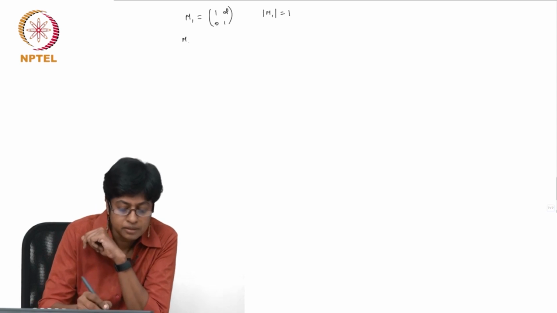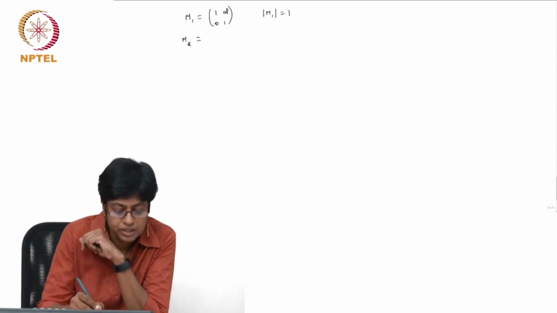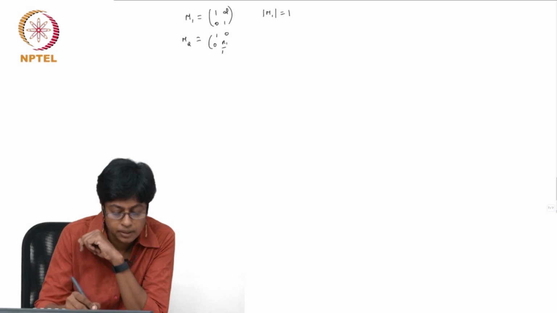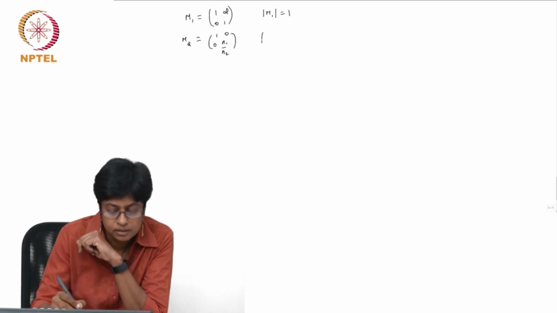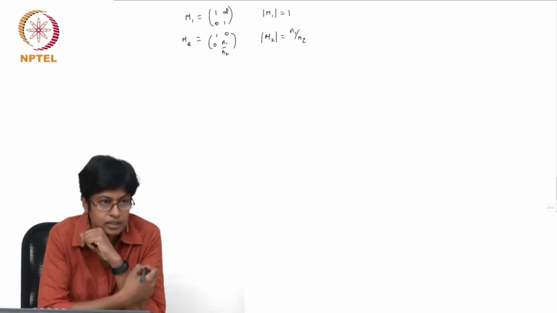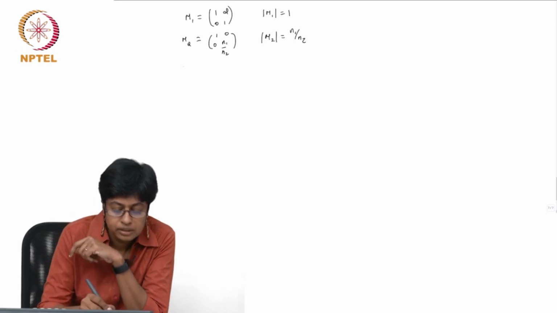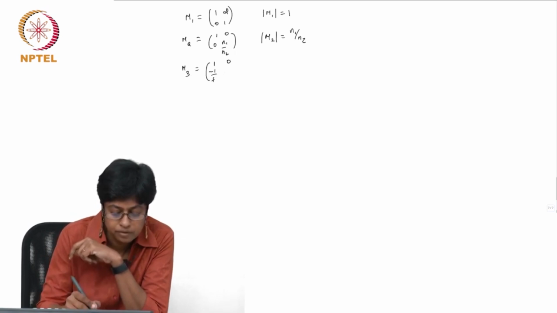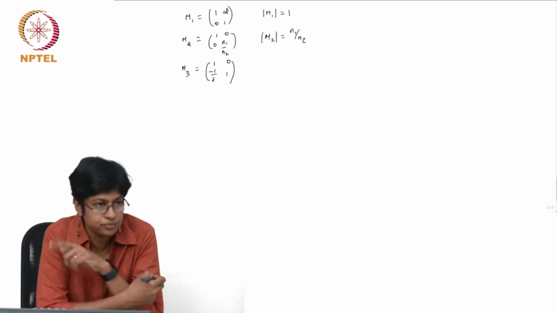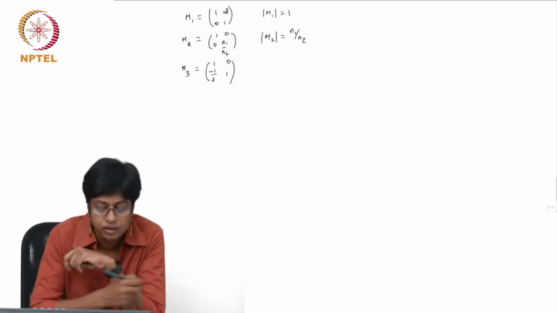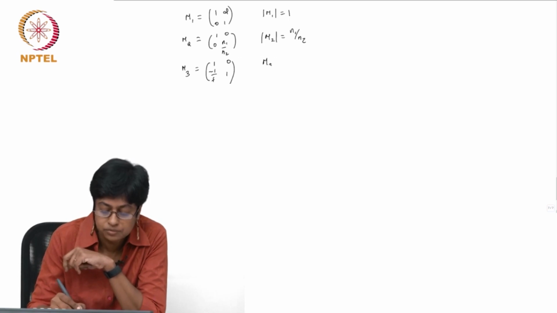If you did the matrix for refraction, we had 1, 0, 0, n1 by n2, and the determinant of this matrix was n1 by n2, right? If you did the matrix for a lens, we had 1, 0, minus 1 by f, 1, a thin lens of focal length f. The determinant of this matrix was 1.